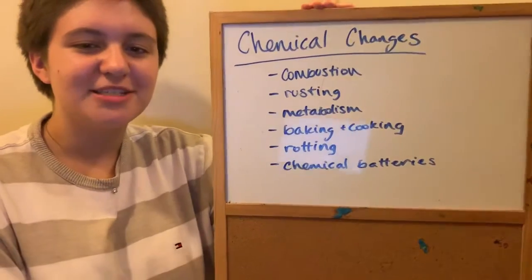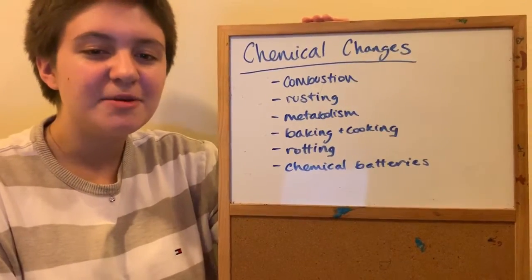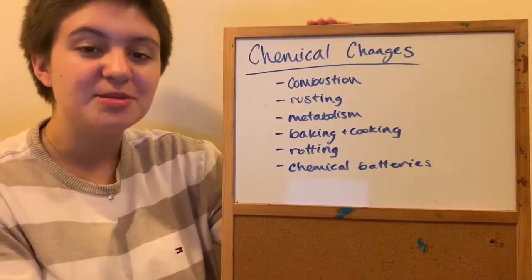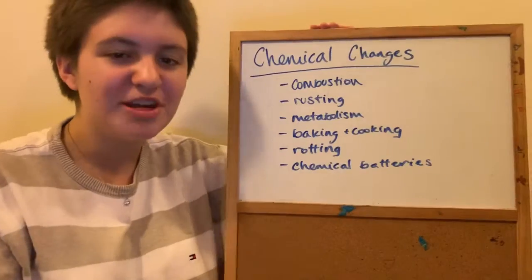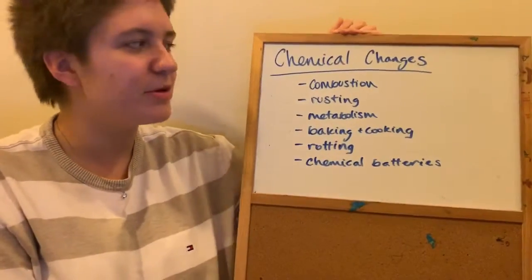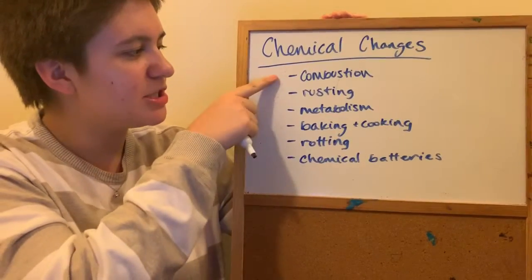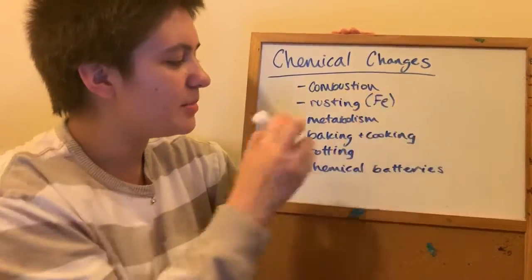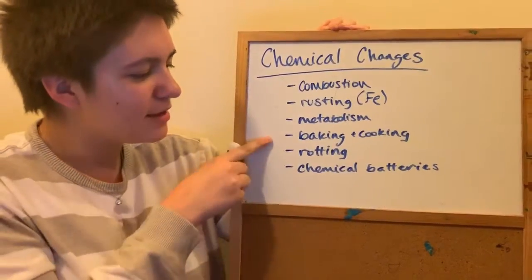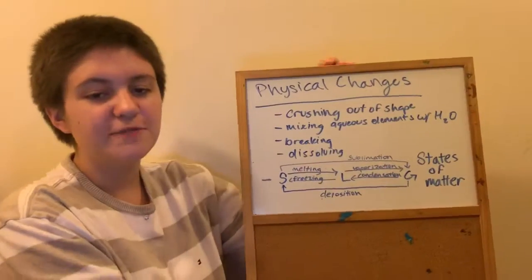All these types of reactions have chemical changes to the elements and compounds included in them. A chemical change is a usually irreversible chemical reaction that involves the atoms of the reaction rearranging themselves to change their chemical properties. Some examples of chemical changes would be combustion, rusting of iron, metabolism processes, baking and cooking, rotting food, and chemical batteries. Some reactions only do physical changes.